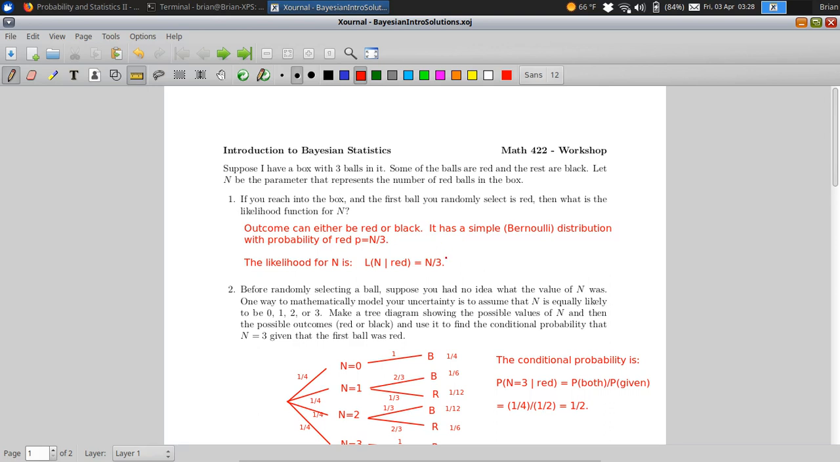I tried to create a video earlier where I was typing in the answers as I went, and unfortunately my computer glitched out halfway through, so I lost that video. So now I've got the answers ready to go, and we'll see if this works.